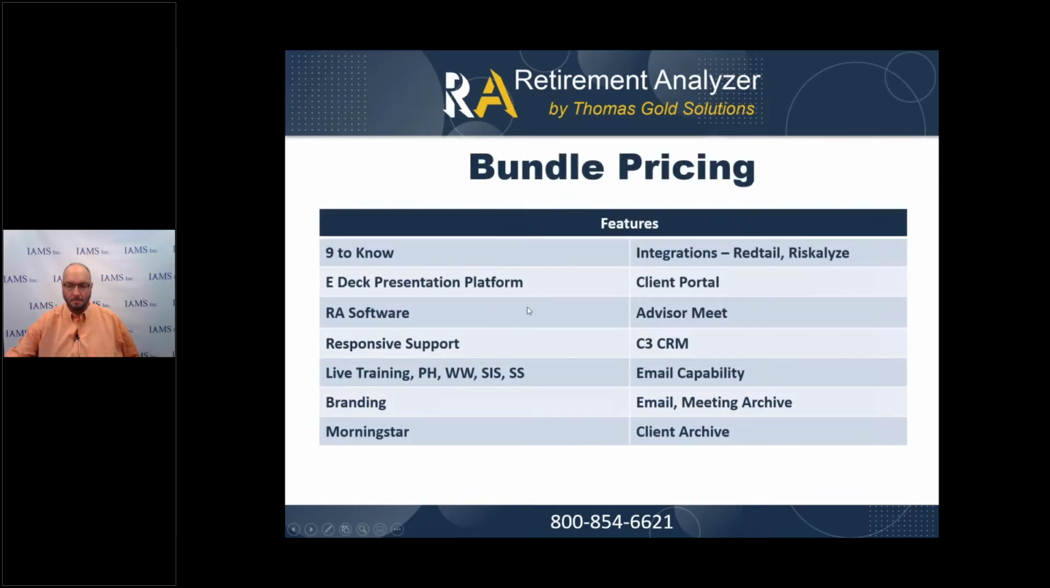Now, one thing I want to show you is this, though. There's all kinds of things, like Marcus was saying, in this whole end-to-end process. We have this 9 to know, which is really a good prospecting tool, where you can send it out and have a prospective client fill in 9 bits of information, and it'll give them an idea of what their analysis looks like. If they have a problem or a question, they can come to you.